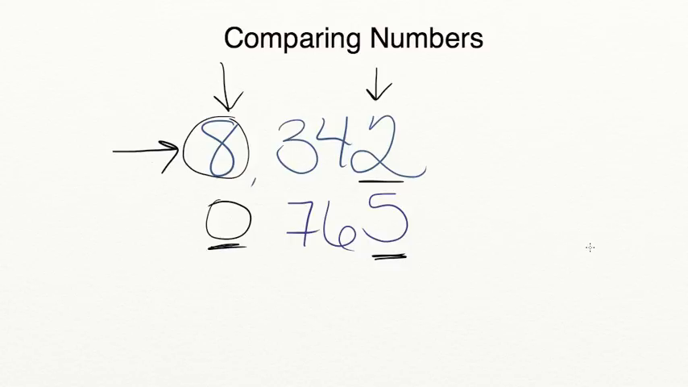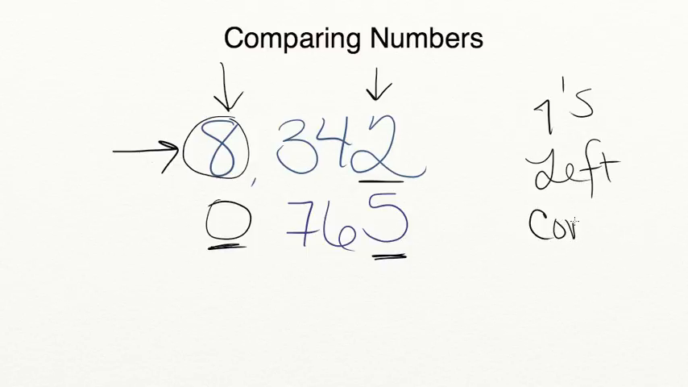So let's review our steps again. Step 1, you line up the ones place. Step 2, look all the way to the furthest place value to the left to compare the numbers. And step 3, you're going to compare that place value to decide which number is larger.